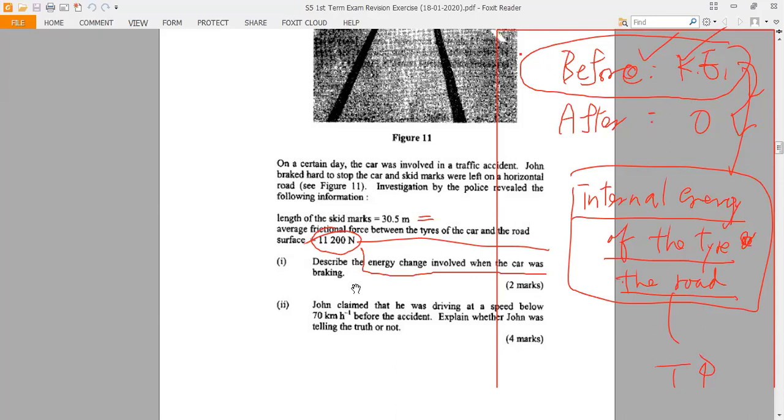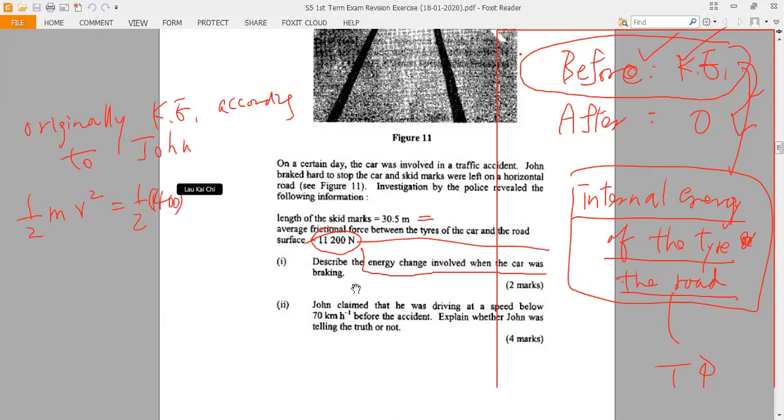It should be half mv squared, right? You will write down the original KE. Let's say according to John, originally it is 70, so half mv squared is equal to half times 1400 times 70 squared. Now, if you do it like that, it's wrong because the unit is not matching. You need to convert this into meters per second. That's why you need to divide by 3.6. That is the skill we learned in the first part. You always divide by 3.6. Okay, so let's calculate this.